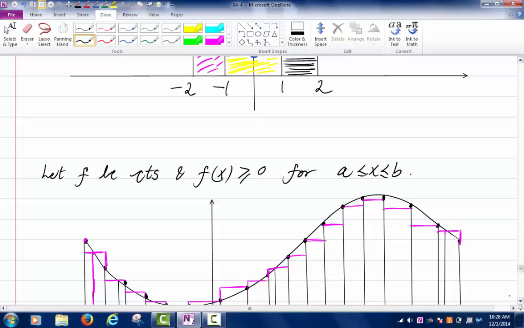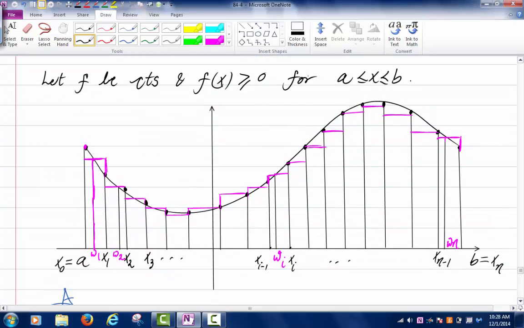Okay. So generally speaking, what's the geometric interpretation of a Riemann sum? So let's look at that now. Let's suppose I have a function f, which is a continuous function on an interval from a to b, and let's just assume that f is non-negative. If f is non-negative, then the graph of f is going to lie above the x-axis, right? So let's say I have the interval from a to b, right?